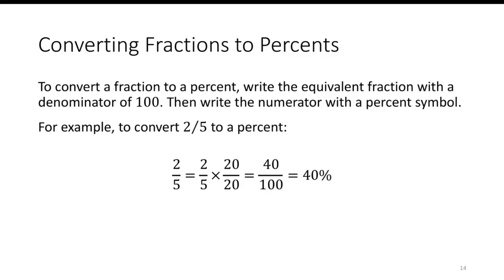And then finally, to convert fractions to a percent, there's a couple ways, but one way is if your fraction is simple enough, just rewrite it as an equivalent fraction with a denominator of 100. So to convert a fraction to a percent, write the equivalent fraction with a denominator of 100, then write the numerator with the percent symbol. So to convert 2/5 to a percent, I would need to multiply the top and bottom by 20 to get that denominator of 100. So 2 times 20 is 40 over 100, so 40%.